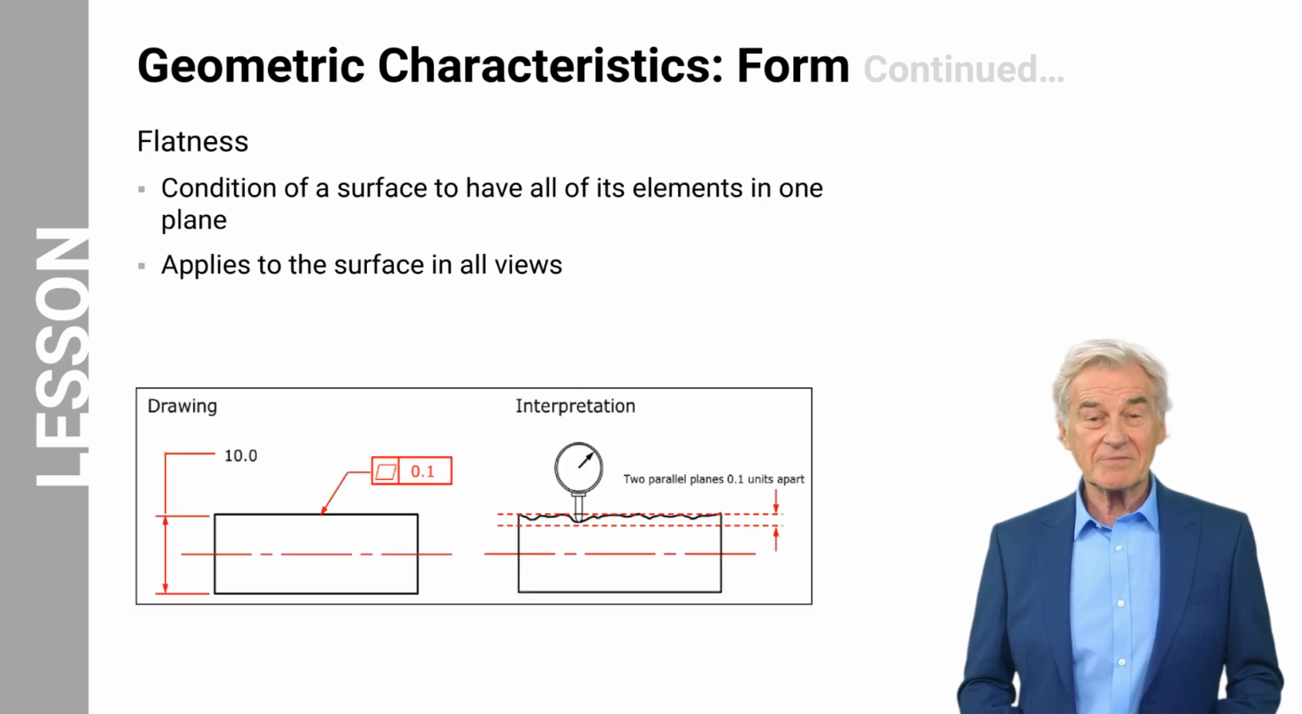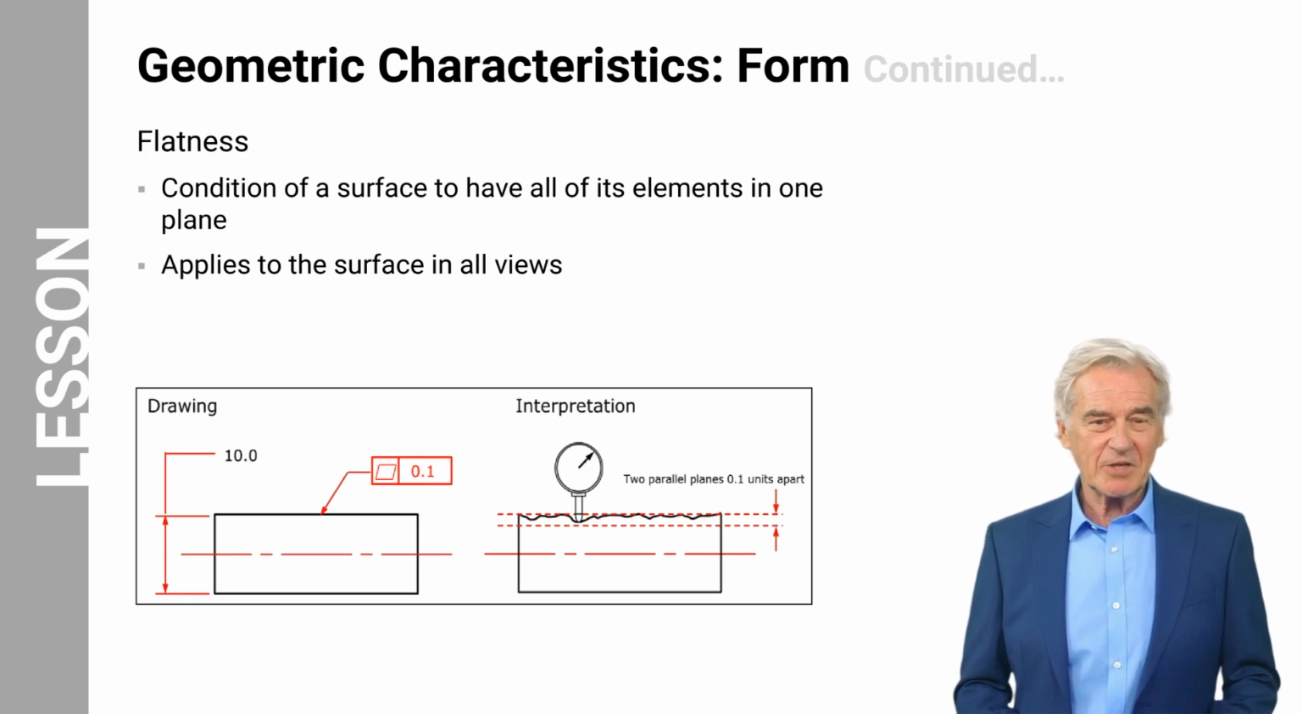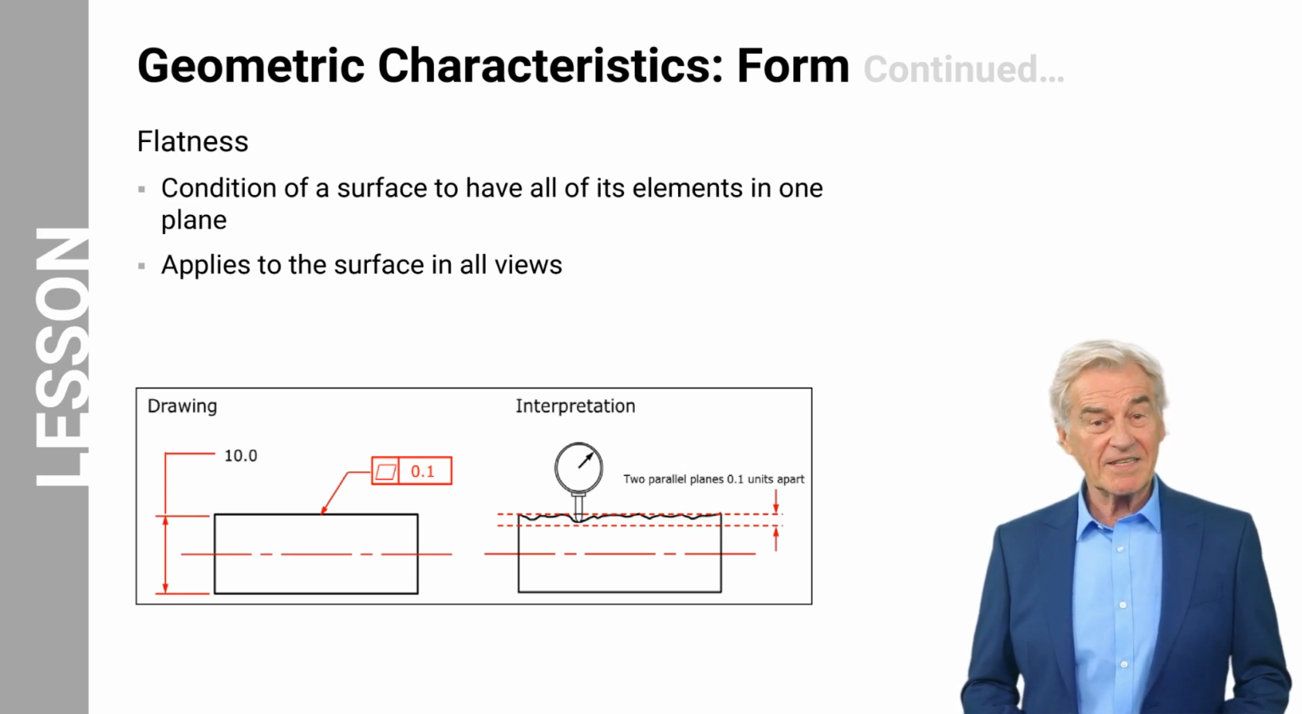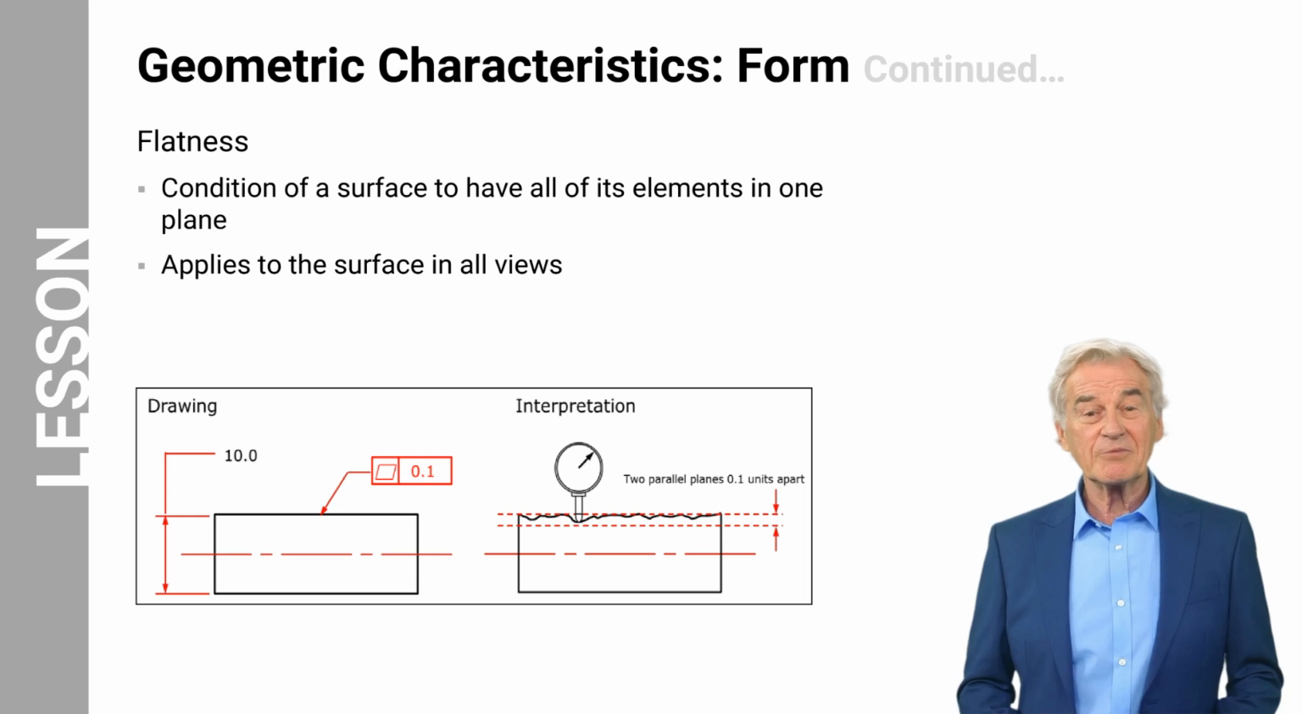The next form geometric characteristic is flatness. Flatness is defined as the condition of a surface to have all of its elements in one plane. This figure shows flatness applied to a surface. When flatness is applied to a surface, the tolerance zone consists of 2 parallel planes that are less than the size tolerance, that is 0.1 units apart. Flatness applies to the surface in all views.